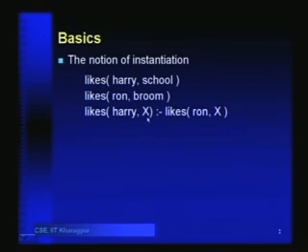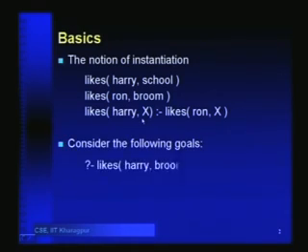So, you can have likes Harry school and you can have then likes Ron school, no, it is the other way now, right. So, from this you should be able to deduce that likes Harry broom. Why? Because this is going to instantiate with this, broom with X, and therefore we will have likes Harry broom. Now let us consider some goals and see whether we can derive that. Can we deduce likes Harry broom? Yes. How do we do this?